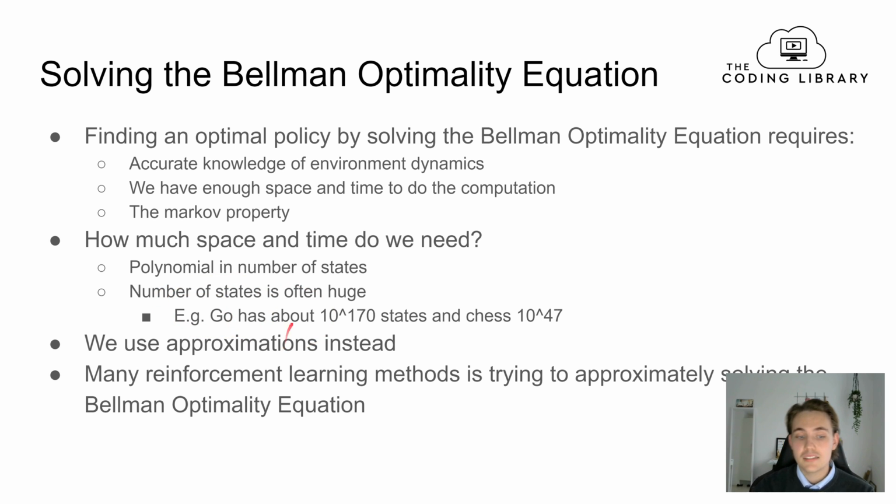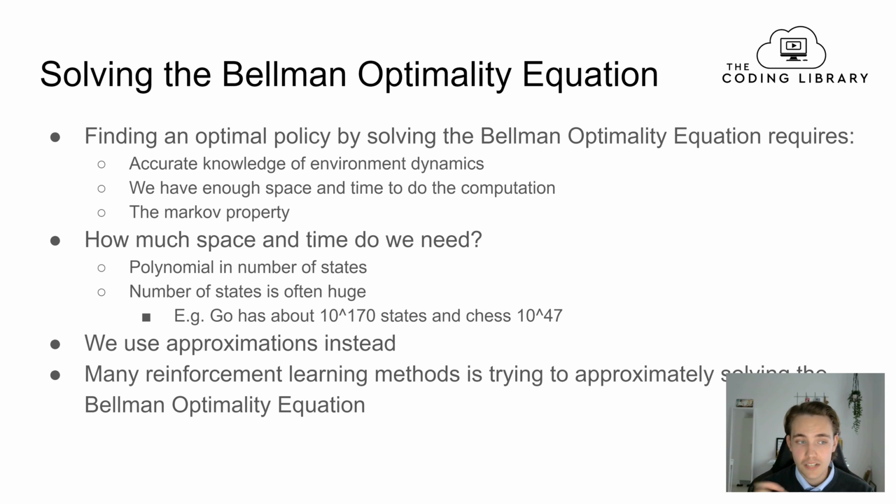Then the Go game has about 10 to the power of 170 states, and chess has about 10 to the power of 47 states. So it's a lot of states, and it will just require too much space and time, and we won't have that in a practical example.